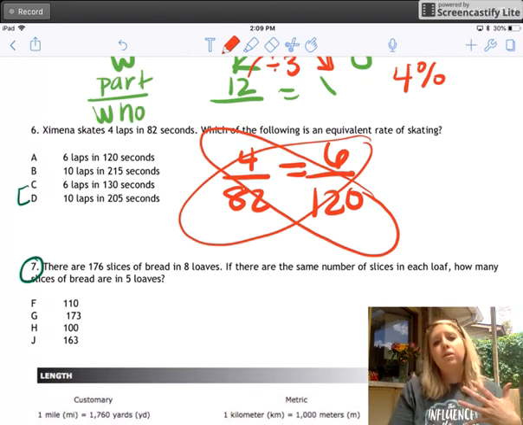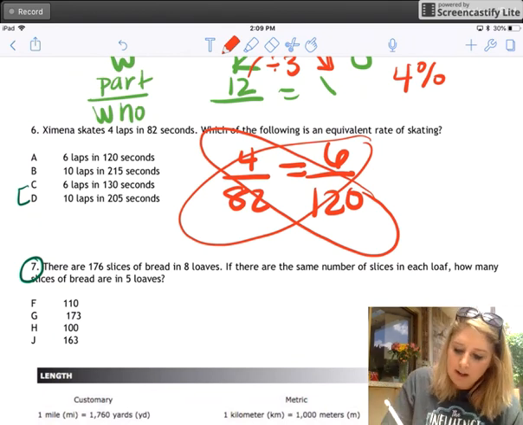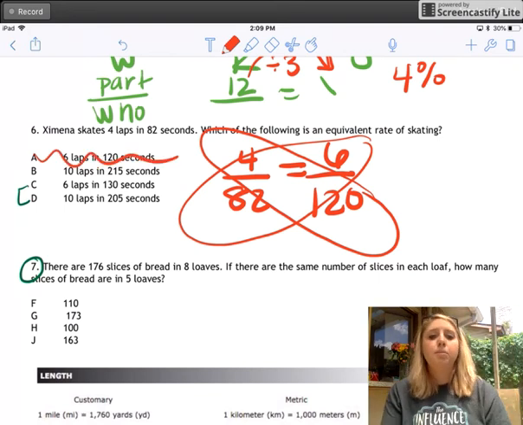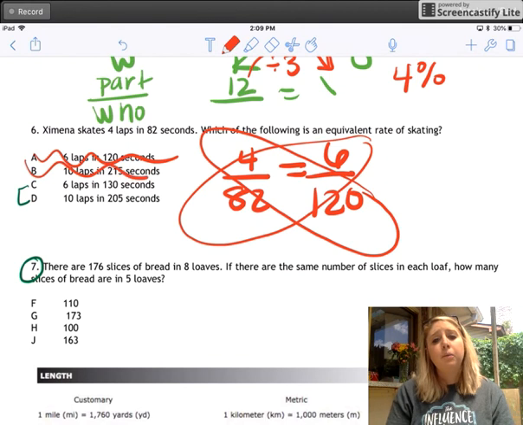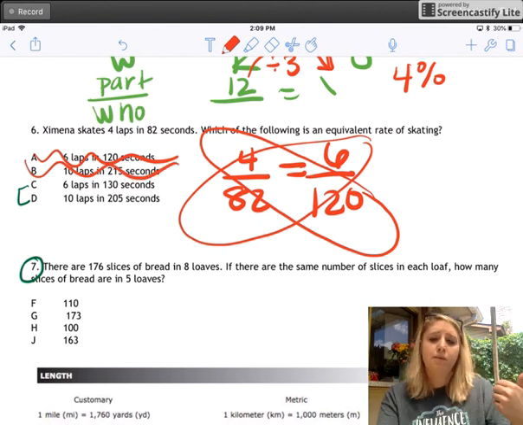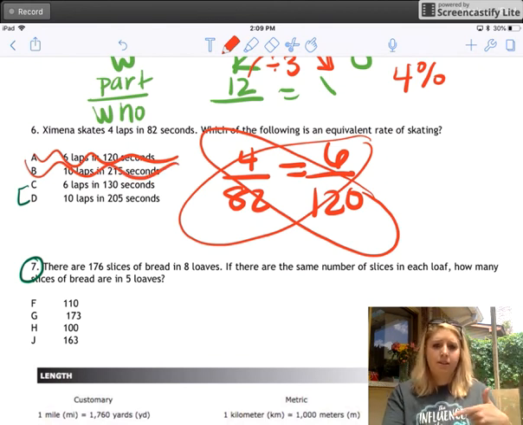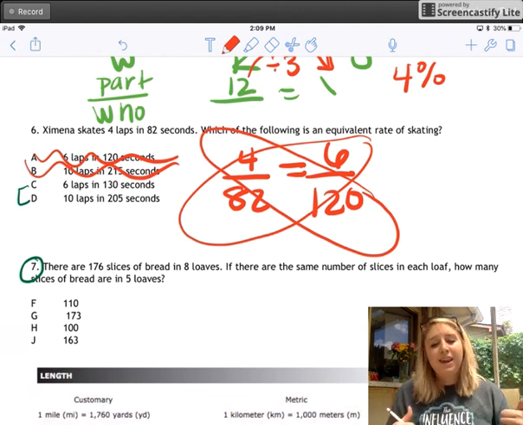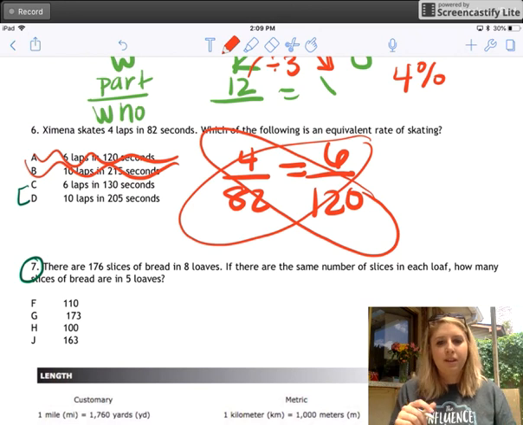So I want you to set these up. I'm going to tell you right now, A and B, they're not equivalent. So between C and D, decide which one of those would be equivalent to 4 laps in 82 seconds. All right, so you're going to do number 6, and I want you to do number 7, and then you can move on to the next thing. Good job.